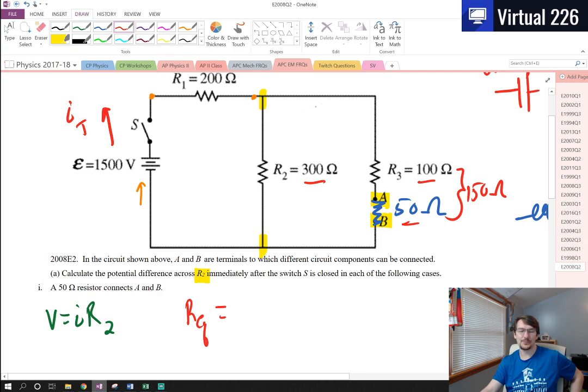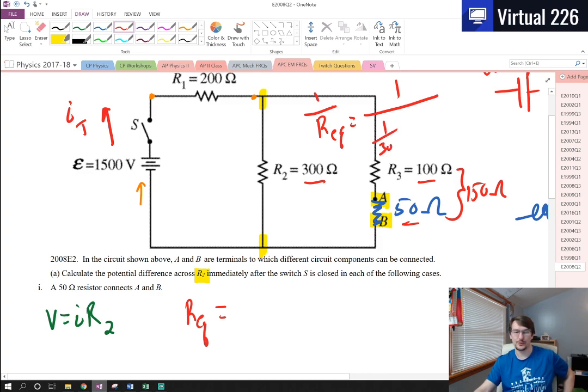However, when we look in this parallel branch here, the 300 and the 150 total, we have to add up those resistors in parallel. And we can get the equivalent resistance here as 1 over the equivalent resistance equals 1 over 300, the first resistor, plus the 150 total here, because we've added those up in series. So 1 over the quantity of 1 over 300 plus 1 over 150 equals 1 over the equivalent resistance. So make sure you take the reciprocal of that in the end.